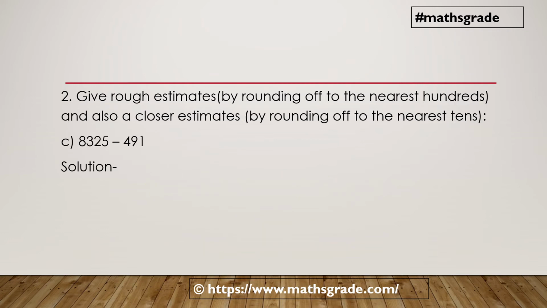Now question number third, part C. 8,325 minus 491. Give a rough estimate of this by rounding up to the nearest 100 and also a closer estimate by rounding up to the nearest tens.